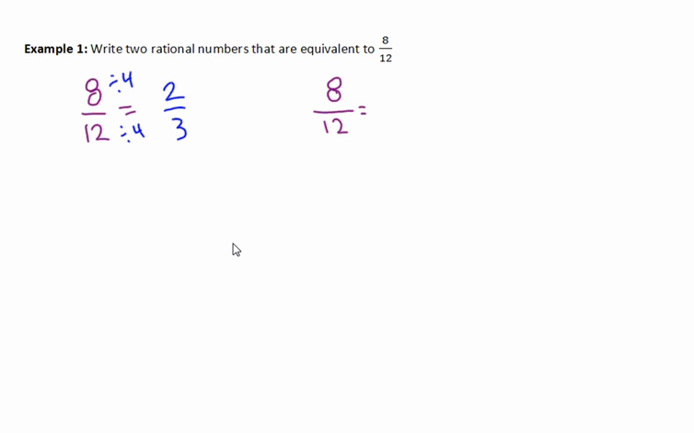Anyone multiply by anything? Anyone multiply top and bottom by something? A lot of you simplified that way instead? We could also expand it, right? Make it a larger number by multiplying by 2 or 3, or you could even do 100. 16 over 24. Same with 800 over 1,200.